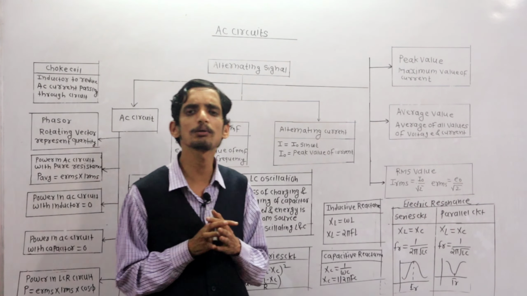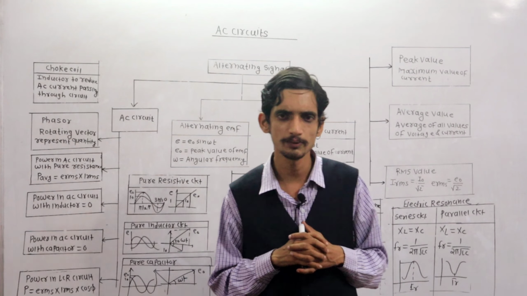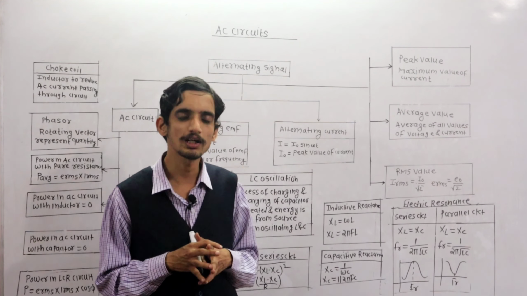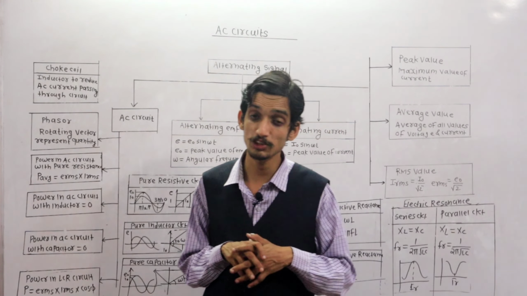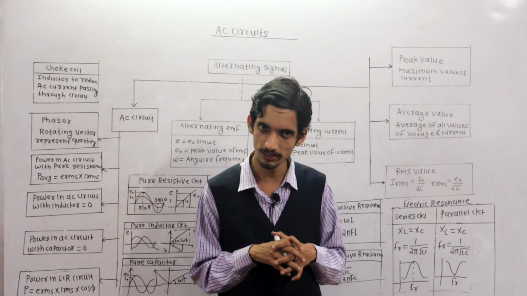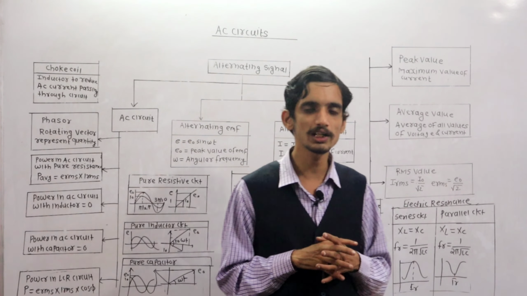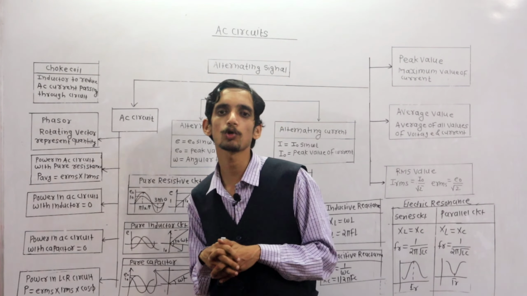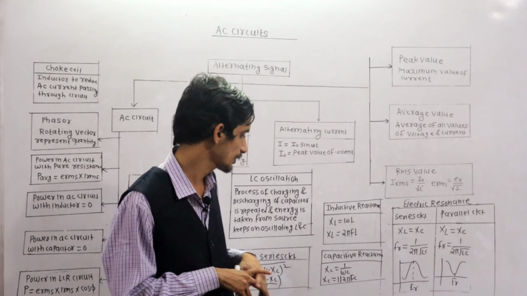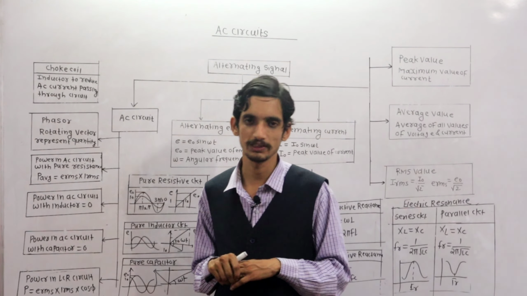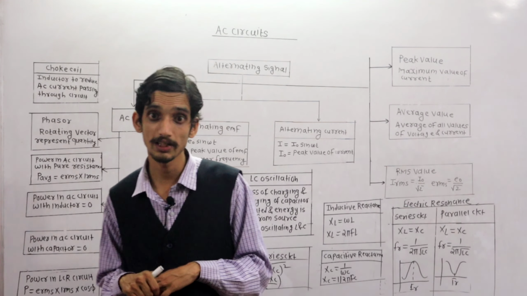Then inductive reactance. It is the opposition offered by an inductor to the flow of AC current, and it is denoted by XL = omega L. Omega can be written as 2 pi f, so XL is 2 pi f L. Clear? Okay. Then capacitive reactance, Xc = 1 upon omega C. Omega is written as 2 pi f, so Xc is 1 upon 2 pi f C.